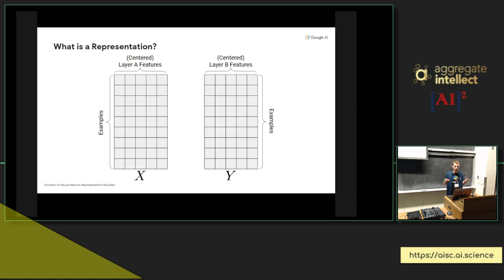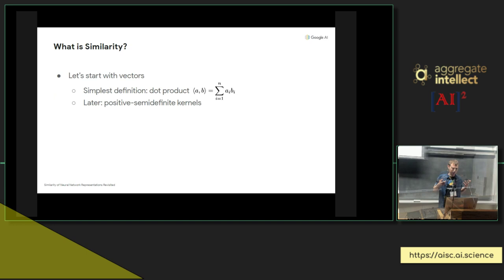So next, let's think about what similarity means. The simplest definition of similarity between vectors is just a dot product. But we can also extend this idea to other kinds of inner products. So we can replace the dot product with positive semi-definite kernels.